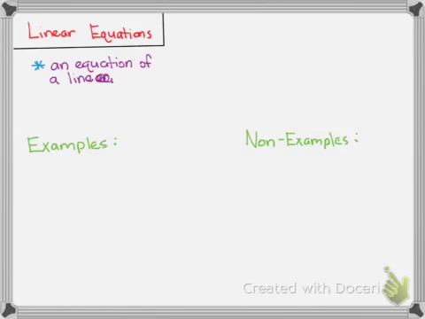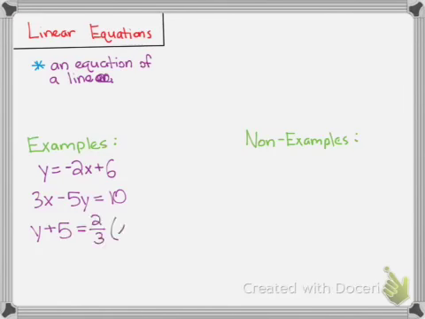Alright, so some examples. Let's think of one. Y equals -2x plus 6. That is a linear equation. 3x minus 5y equals 10. That is another linear equation. Y plus 5 equals 2/3 x minus 2. That is another linear equation. Y equals 0. That is a linear equation. X equals -3/2. That is another linear equation.